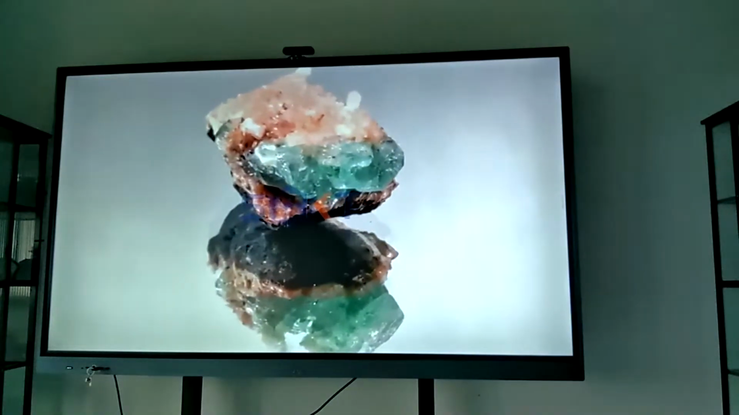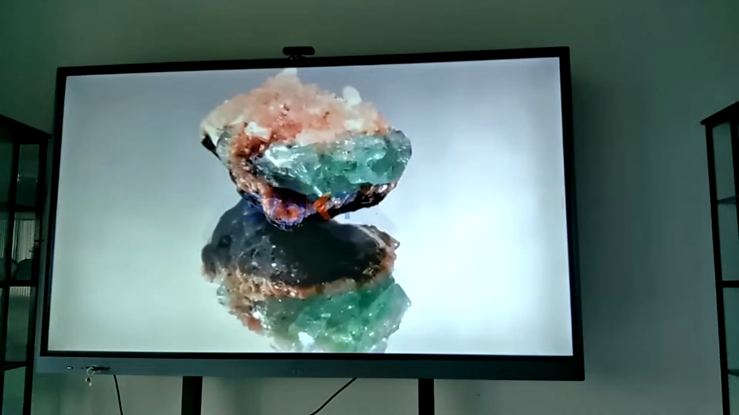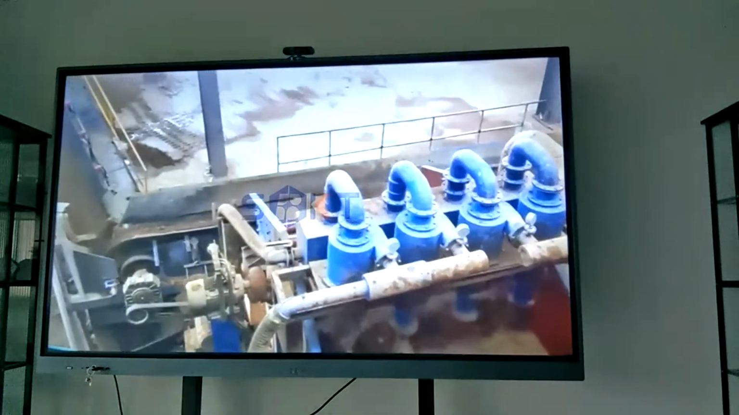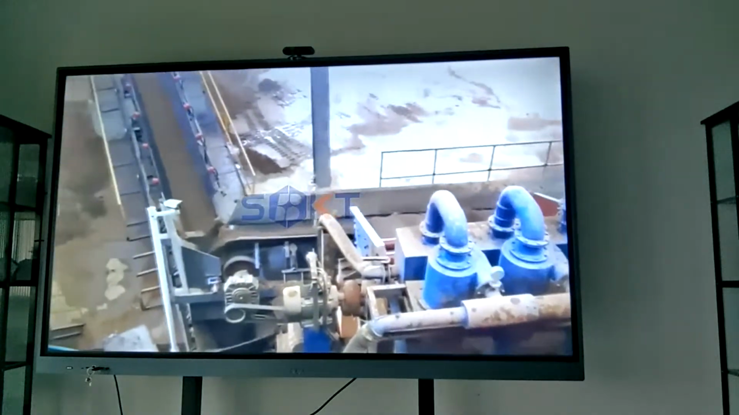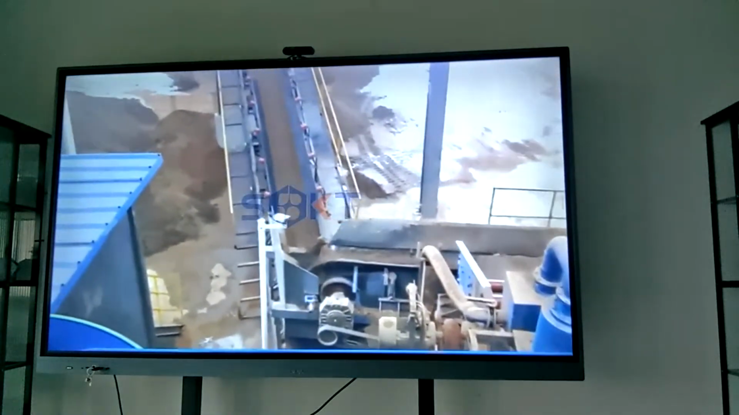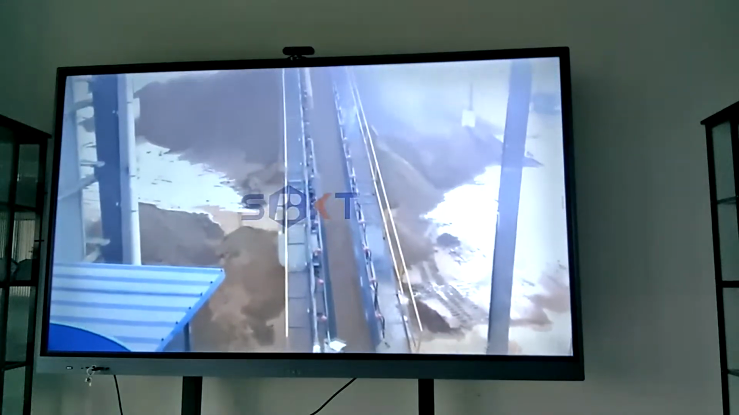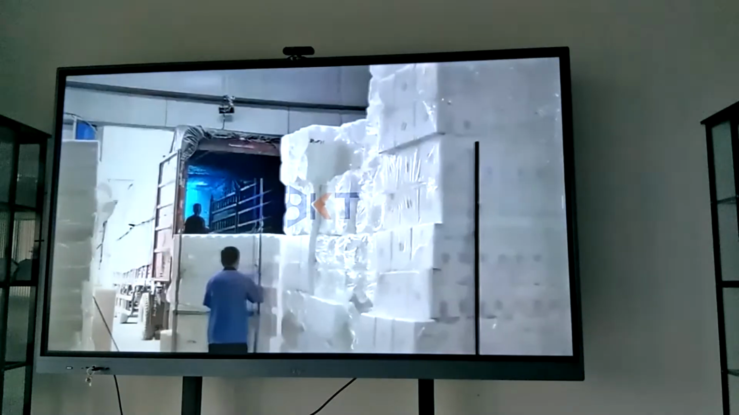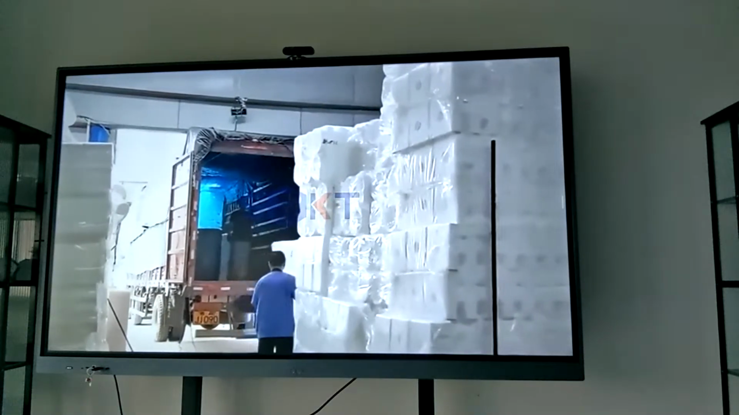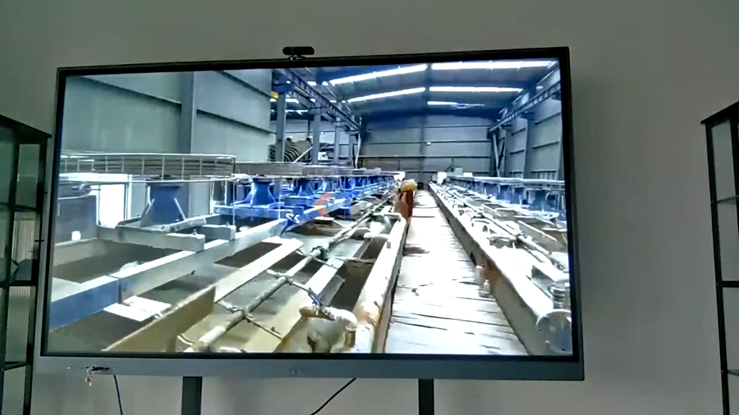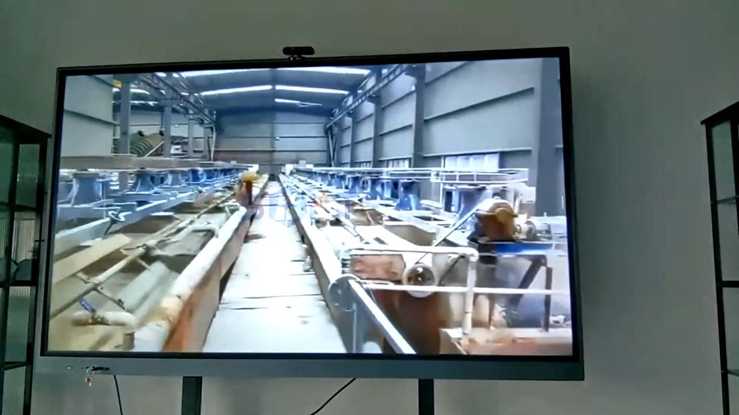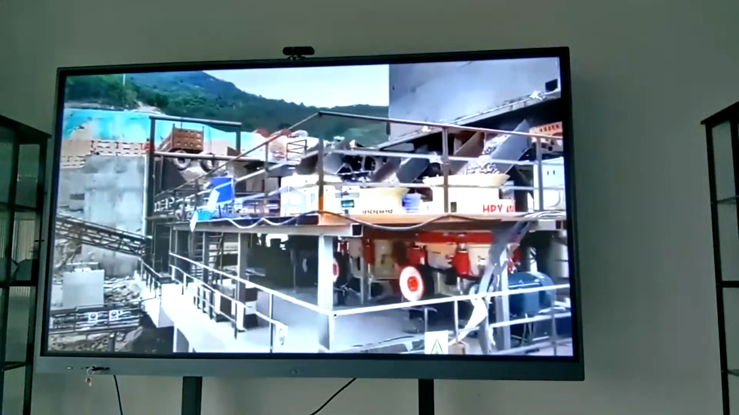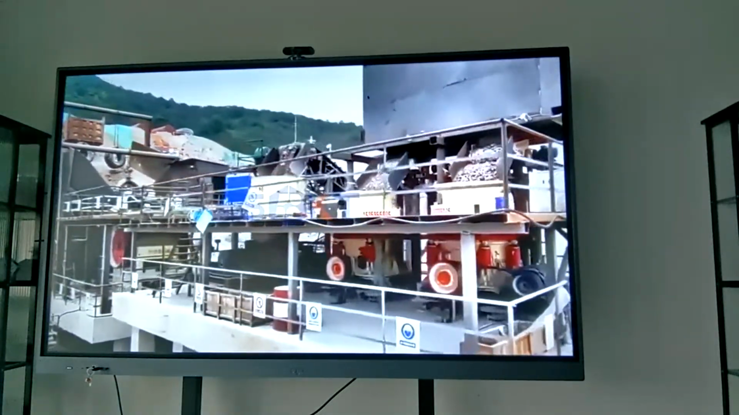Fifth part is the dewatering equipment. The purpose is to remove moisture from the concentrate for easier transportation and smelting. Thickeners are used for gravity settling for preliminary dewatering. Filters press the concentrated slurry into a filter cake. Commonly used are vacuum filters and filter presses.